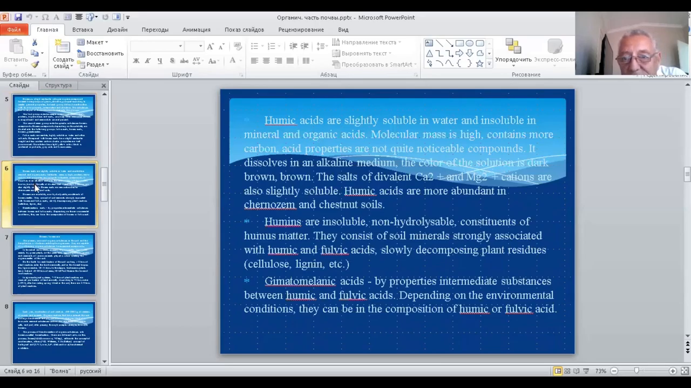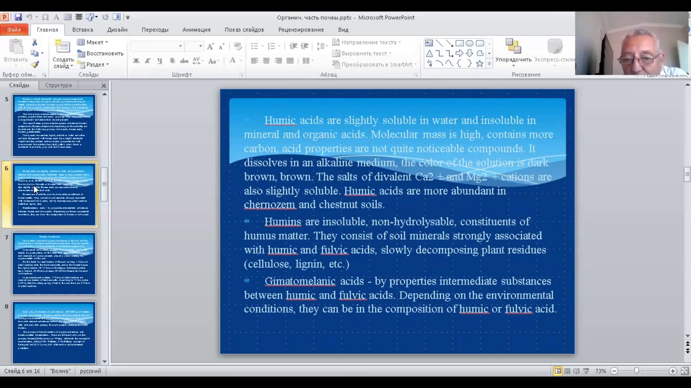Humic acids are slightly soluble in water and insoluble in mineral and organic acids. Molecular mass is high, and they contain more carbon. Acid properties are not quite noticeable. They dissolve in an alkaline medium. The color of the solution is dark brown. The salts with divalent calcium (Ca2+) and magnesium (Mg2+) cations are also slightly soluble. Humic acids are more abundant in Chernozem and chestnut soils.